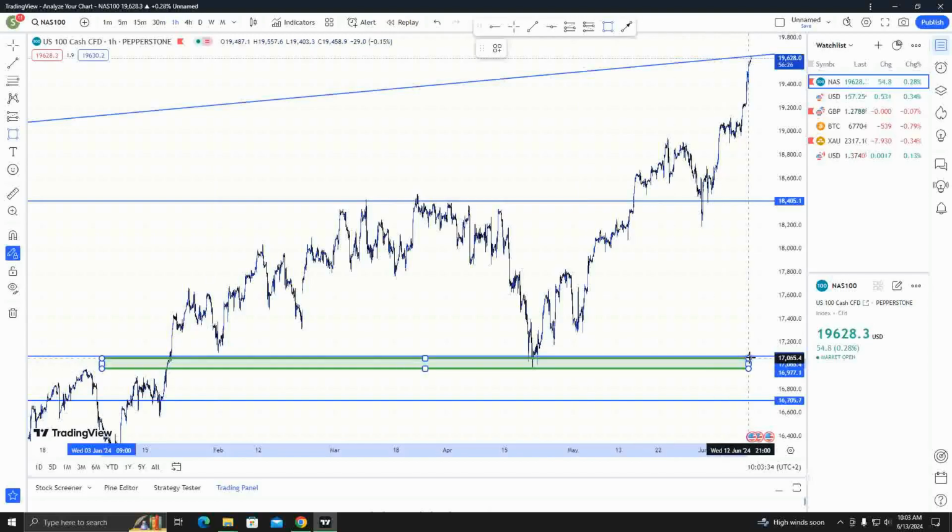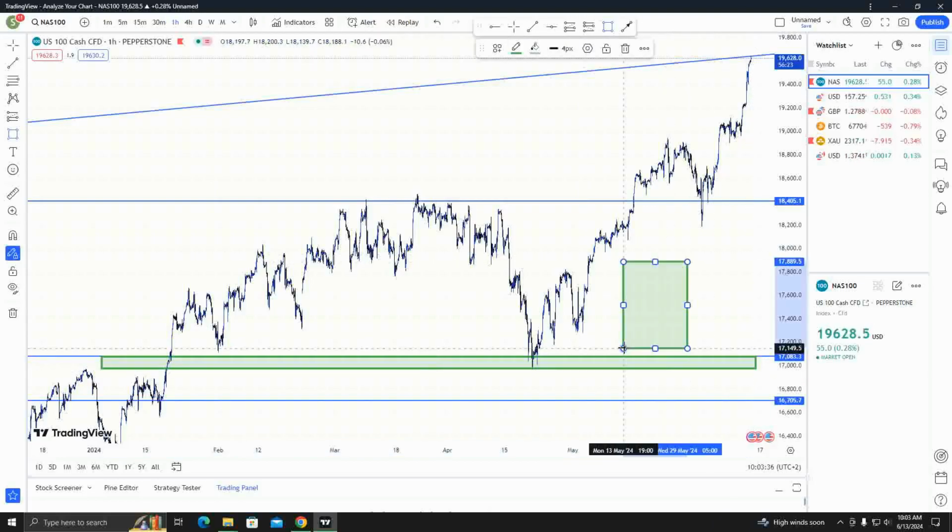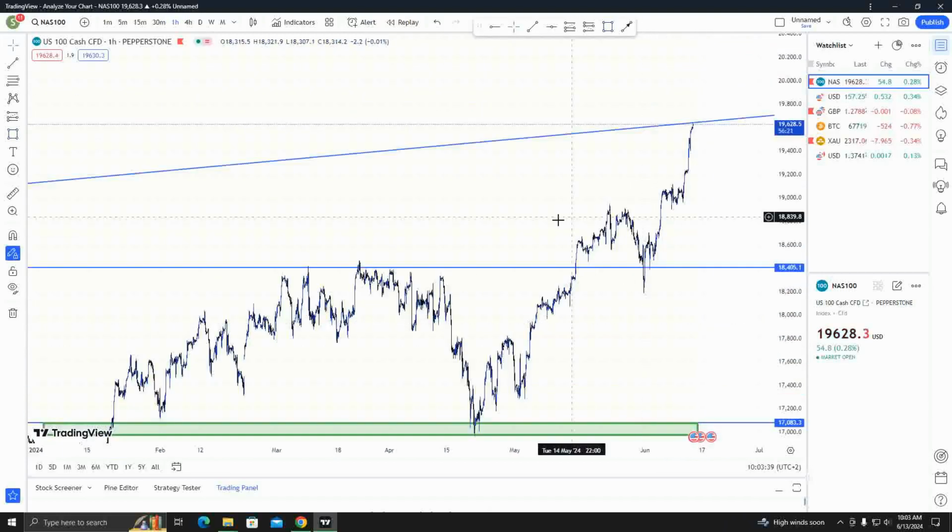Here I see support and resistance, and then I see it here.